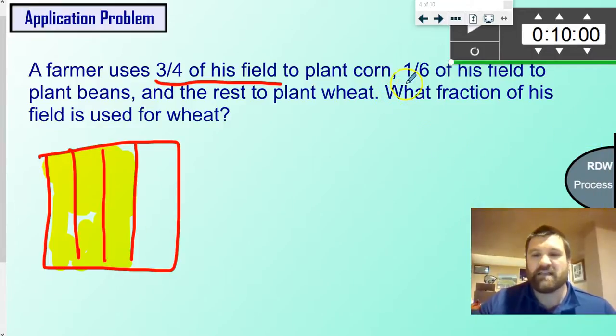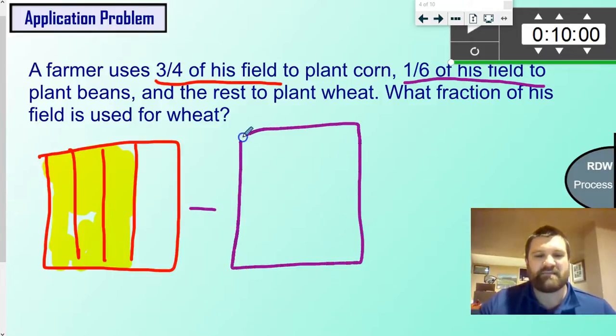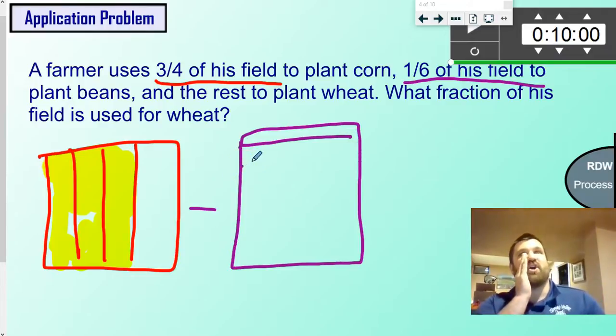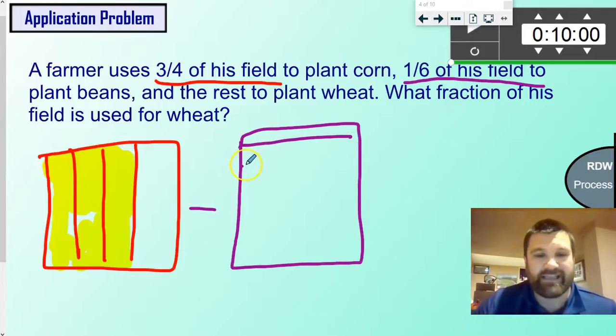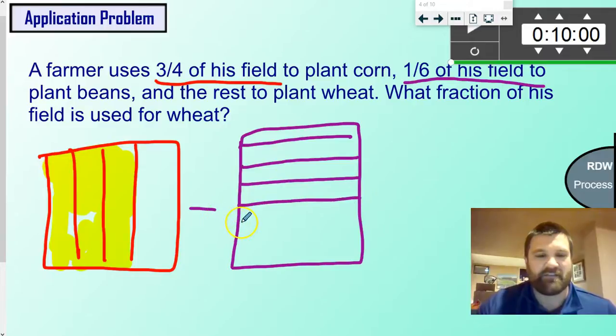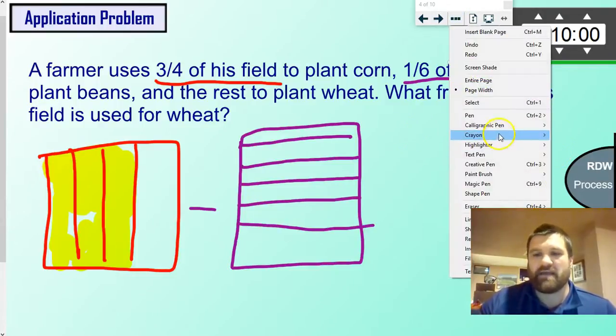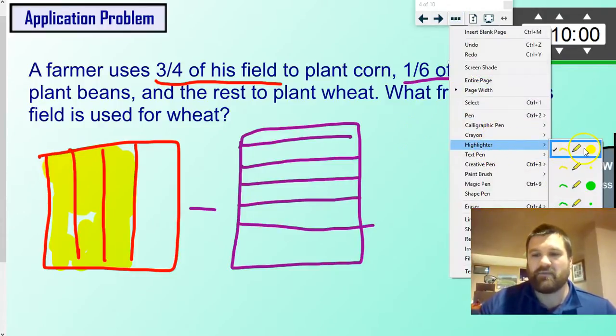So then it says 1/6 of his field to plant beans. So we're going to subtract another 6. But in order to do that, we need to make them even. Because, again, we can't. Creepy old guy still does not want to fight a kid. It's not a fair fight. It's not equal. 1, 2, 3, 4, 5, 6. And everything in math is about making it equal.